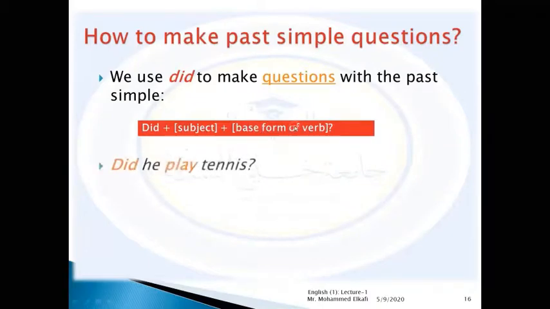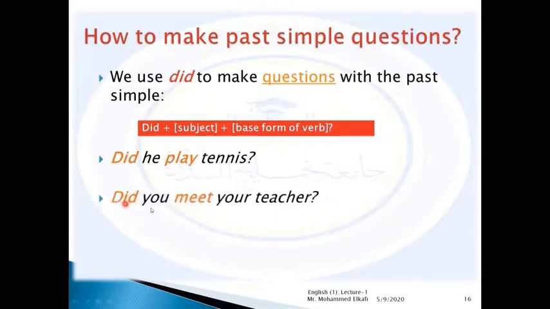So let's think of some examples. Did he play tennis? We use did, then the subject he, then play without adding anything. Okay. Did he play tennis? Did you meet your teacher? Did, in the form of the question, plus the subject, and then meet is the main verb, okay, or the base form of the verb. Did you meet your teacher?